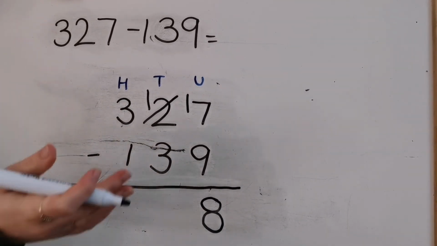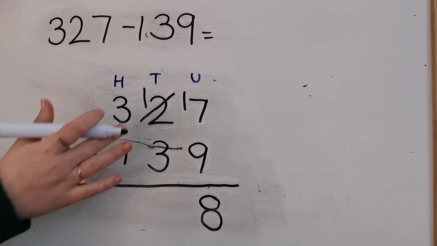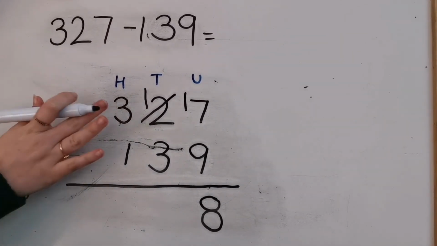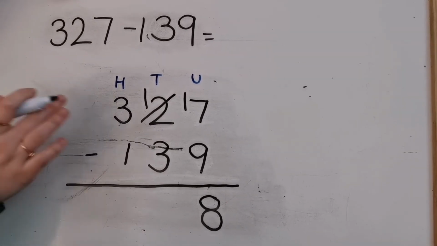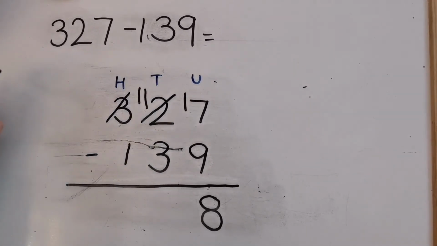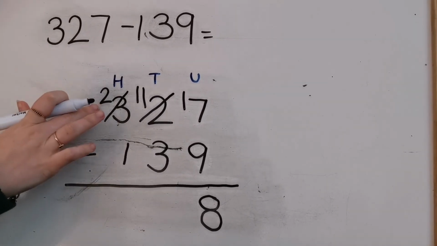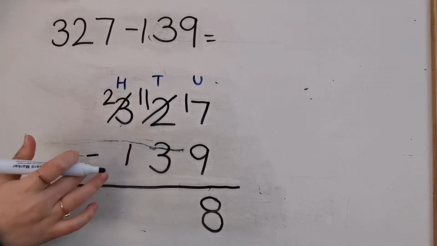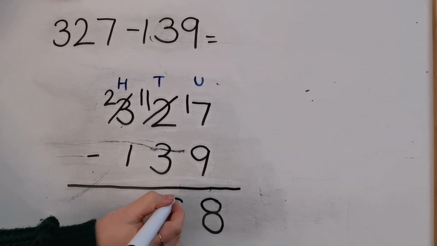Once we've got the units, we can move over into the tens. Now again, I've got the same problem. 1 take away 3, I can't do. So I'm going to look into my hundreds column to see if I can borrow from there. I can because I've got 3 hundreds. So I'm going to borrow 1 from the 3, and the 3 is going to become 2 hundreds because 2 and 1 make 3. So now in my tens column I've got 11 tens take away 3 tens. 11 take away 3, I get the answer 8 again.